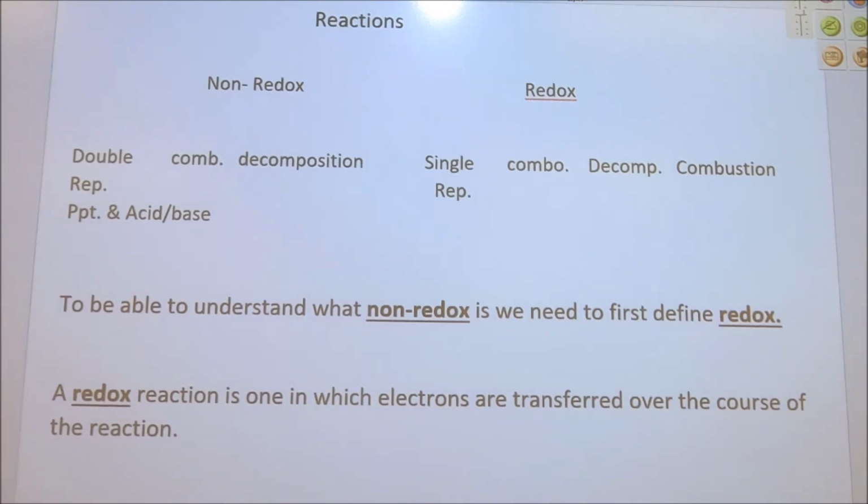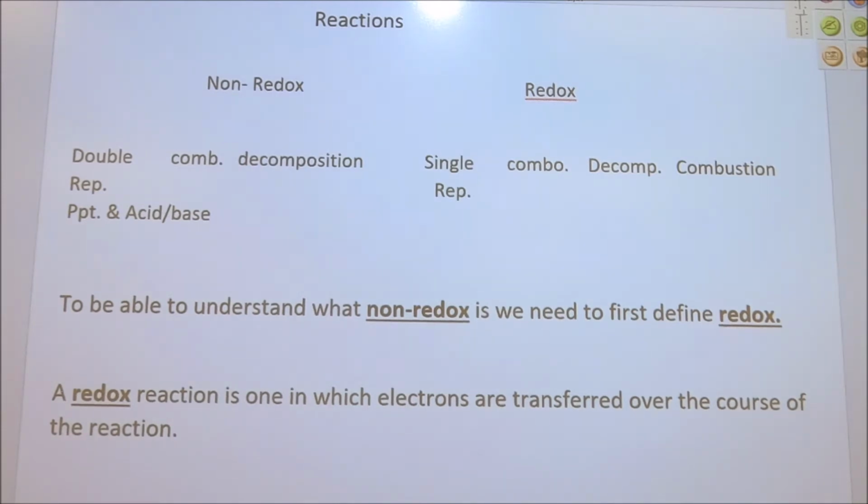Guys, if we look at reactions, there are thousands and thousands of reactions. And when you take organic chemistry, you're going to be looking at lots and lots of categories of organic reactions. Right here, what we're going to do is look at some of the basic first pass at reactions, and how we categorize reactions.